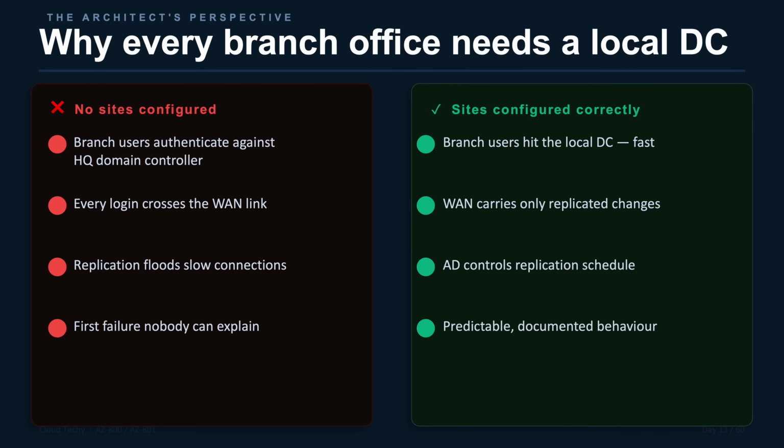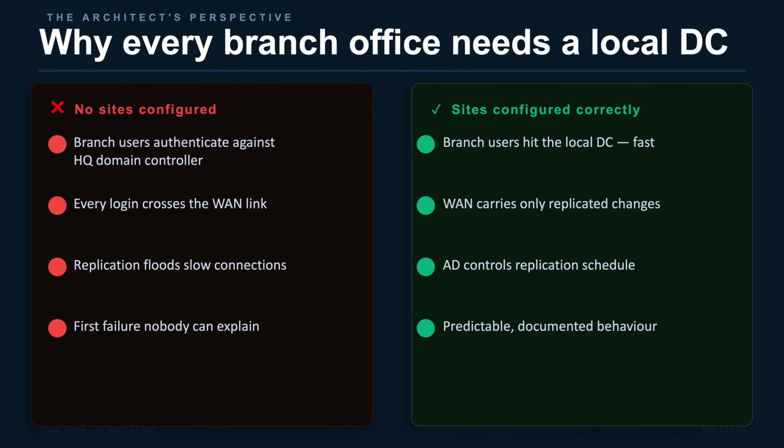Before we go into technical details, let me frame why this matters from an architectural standpoint. When you deploy Active Directory, it assumes every domain controller is equally accessible to every client. That works fine in a single location environment. The moment you add a second office, a warehouse, a remote data center, the assumption breaks.